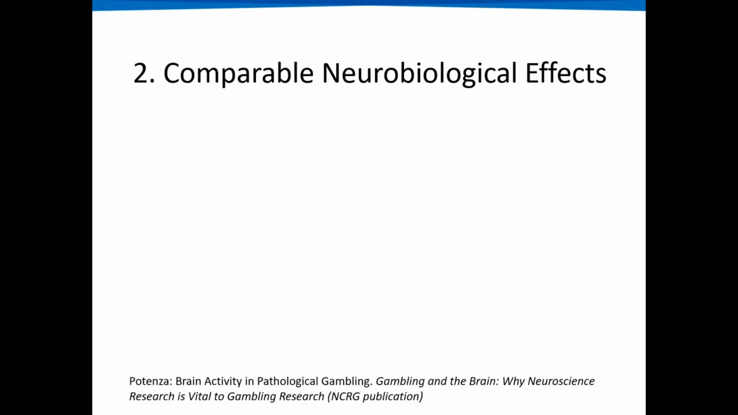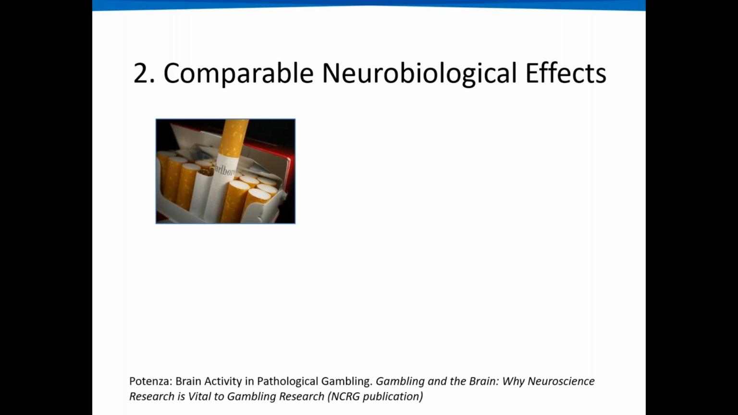Moving on now to comparable neurobiological effects. When we talk about the neurobiological effects of addiction, we're usually talking about the brain's reward system. And these effects are consistent across expressions of addiction. So for instance, we know that even a single exposure to nicotine can change activity in the dopaminergic reward system in a way that increases risk for addiction.